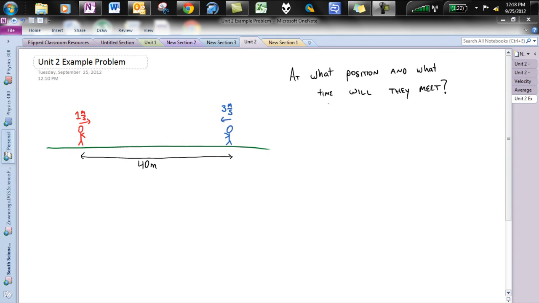This is a quick little example problem coming out of Unit 2. So just a couple of bits about this. Normally this would be in words. I already drew out a picture just to make life easier.